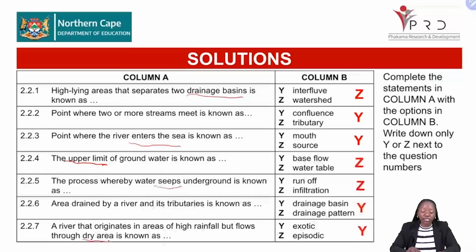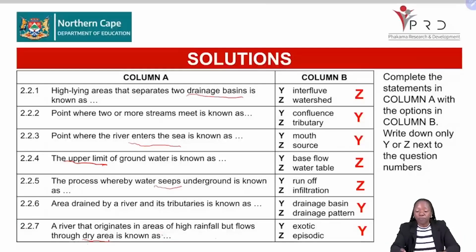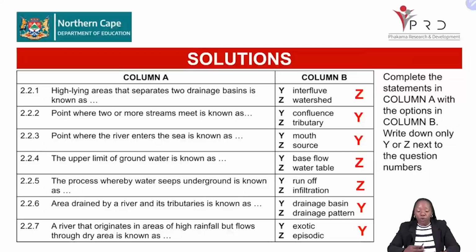It originates in the areas of high rainfall, but now it flows on the dry areas. That is your exotic. Your episodic, you remember, this is the river that we get after a heavy shower or after a heavy rainfall, and it only lasts between 3 to 5 days, then it's dry out because there was water that was poured where there was an open space. Then by now you have the total of 7.